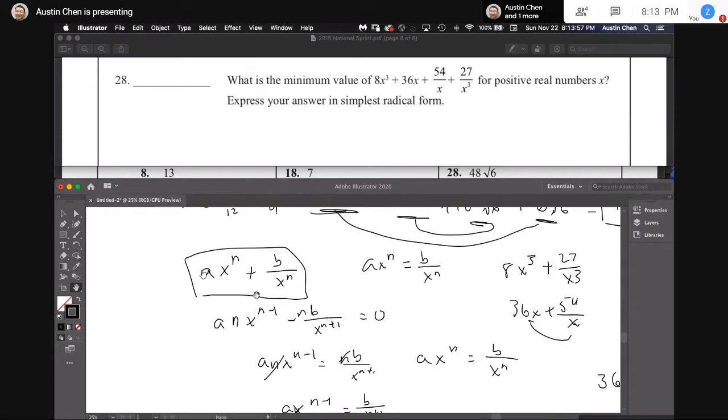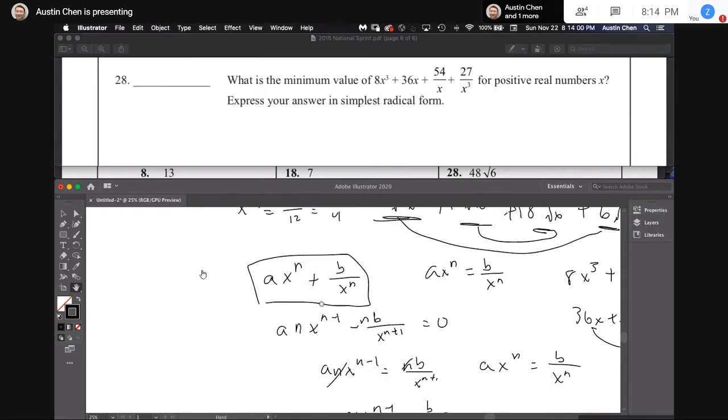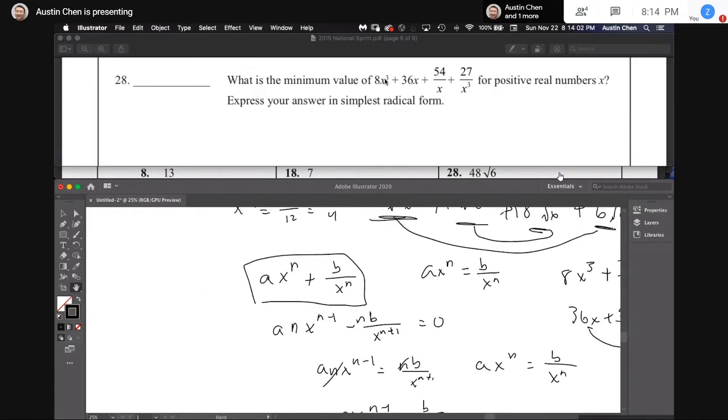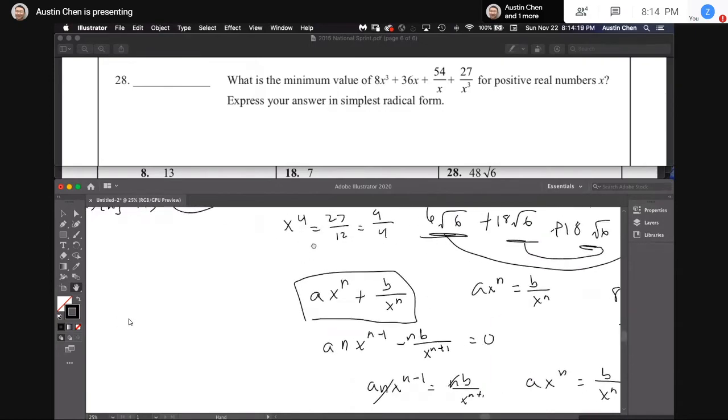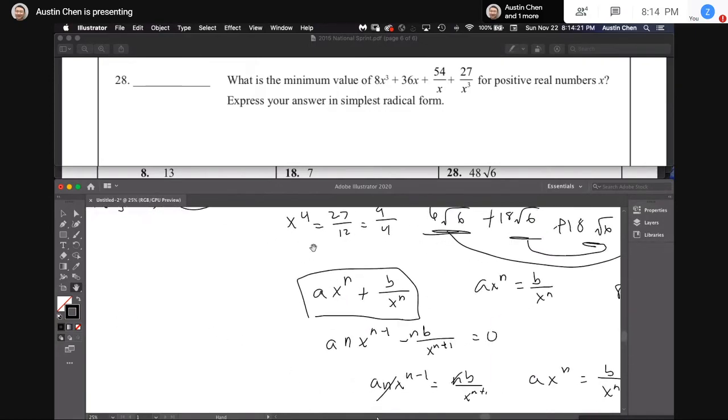So what's the takeaway from this problem? It's that if you're looking for the minimum of something to the power plus something over something to the power, it's minimized when those two things equal each other. Also another thing is just to maybe study calculus. That might help you in a lot of stuff. Calculus is pretty good. All right. Anything else you want to say, though?